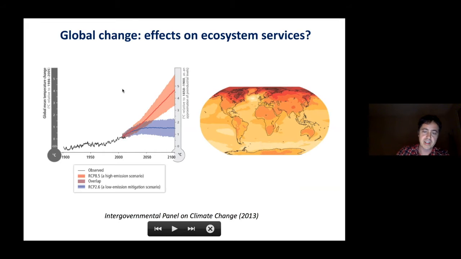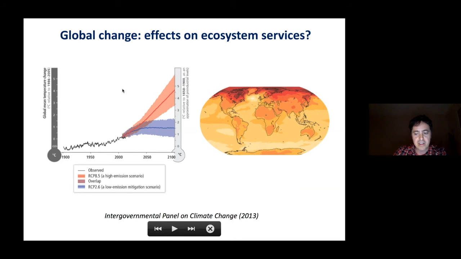Basically showing us that the mean values of several environmental variables are increasing, like for example temperature in this figure. But it's not only the mean values which are changing, it's also the variability of these values around the mean.